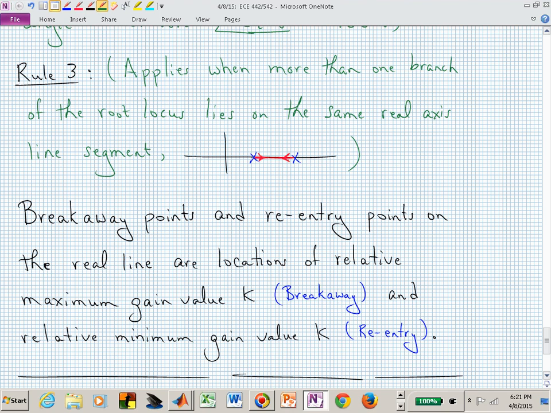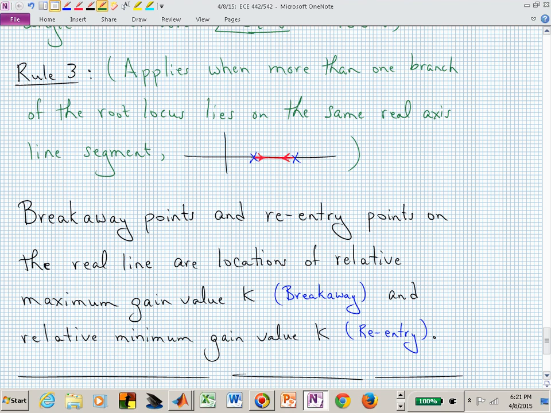But do you understand that they are going to meet, and that's called the breakaway point, where they meet, where k is a relative maximum. That's as big as you can crank up k and still be on the real line. You crank up k beyond that and they split off. They break away from the real line.